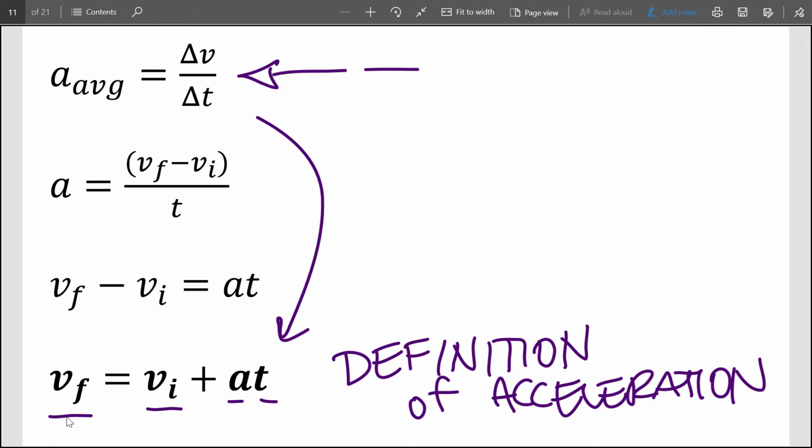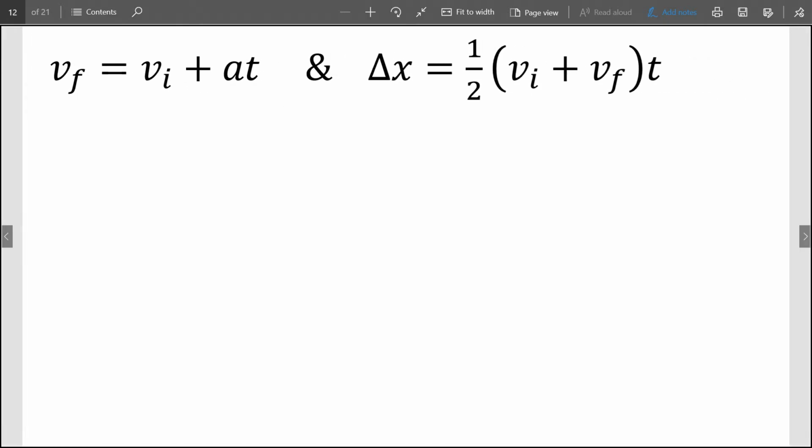Remember, you're going to use algebra to find all kinds of different things. But final velocity, initial velocity, acceleration, time, there you go. The definition of acceleration is the equation that we're going to use. All right. Now, what if I take those two things that I just figured out into some light derivation?